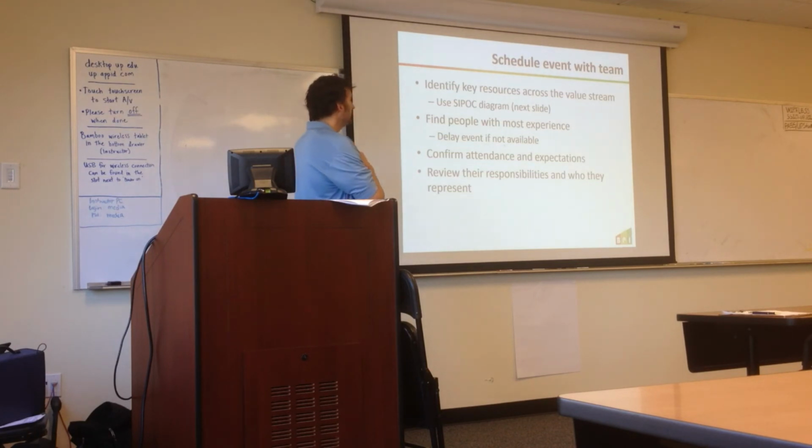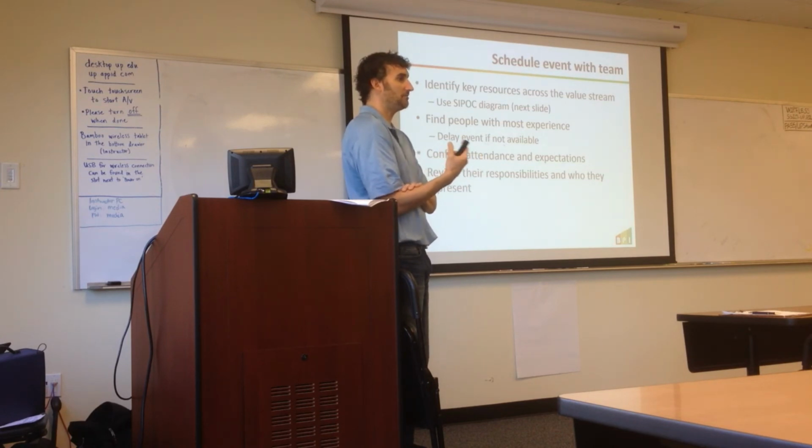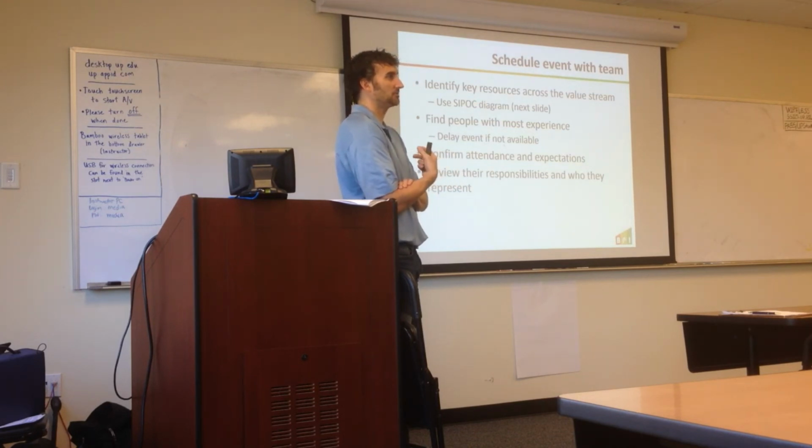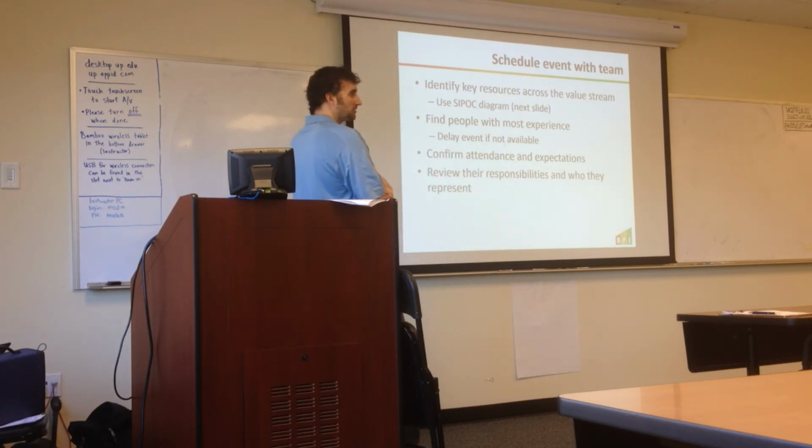And we'll use a SIPOC diagram to help identify teams and resources. Sometimes we think about the people who do the work, but we don't think about all the stakeholders. So for you guys, it may not be the customer, it may be an agency or a government department that has oversight and has issues with the process as well, not just the end customer. So we want to include them in the discussion. Find the people with the most experience, not people who are available. Someone had a good quote, they said, availability is not a skill set.